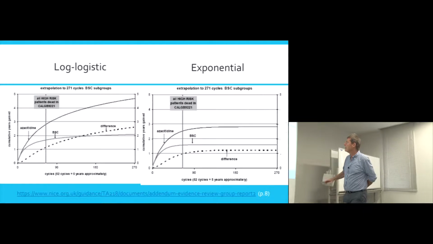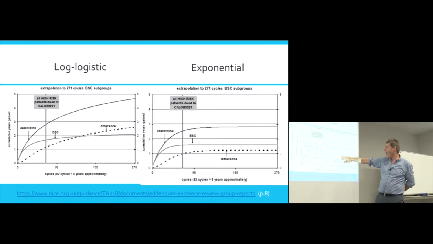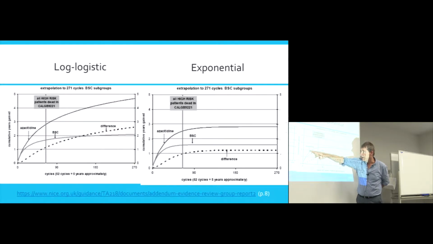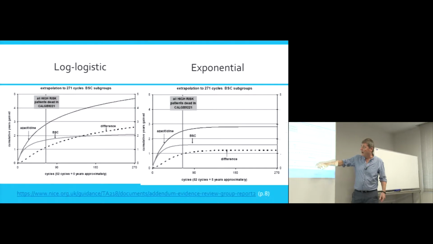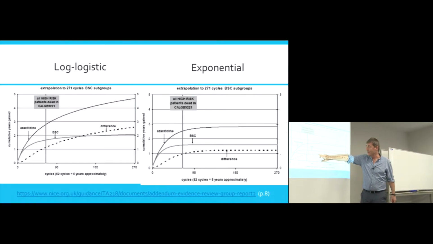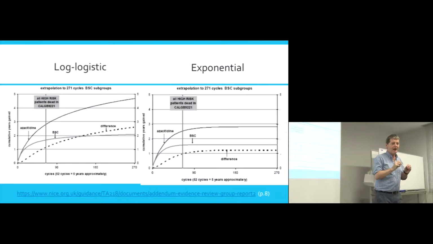Now, we could compare that in the right-hand side to an exponential model. Again, we've got a best supportive care, leveling out, if anything, a bit earlier than in the log logistic model. And the azacitidine is also beginning to level out, maybe about 10 years. And of course, the vertical distance, the difference between years of life being accumulated between best supportive care and azacitidine, the dotted line, it's also leveling out at a much earlier stage. So we've got a really marked difference here.